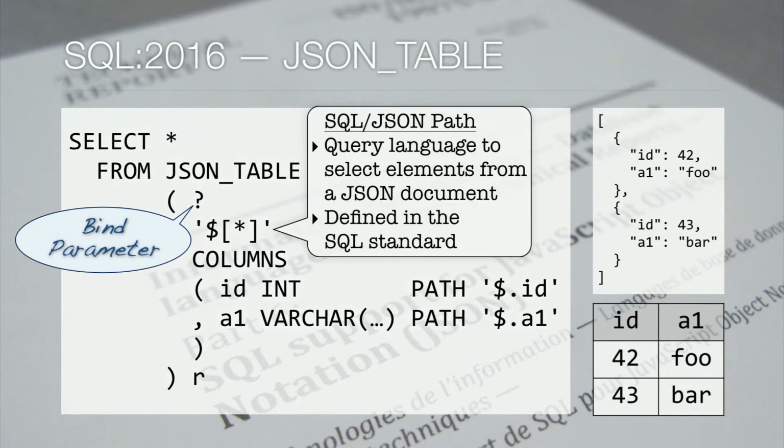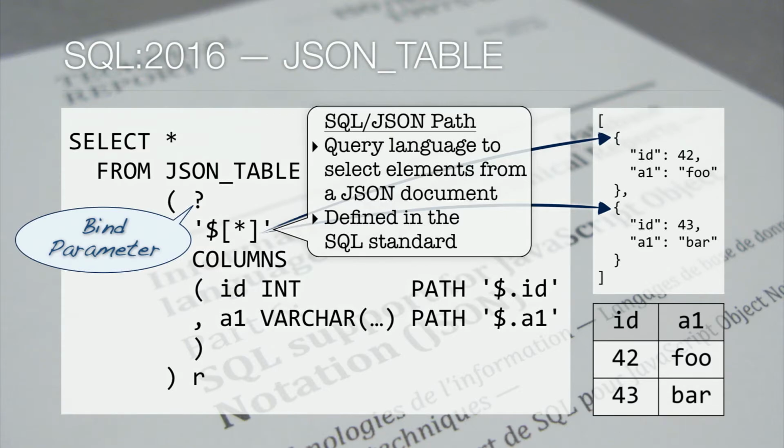And the syntax I'm using here, the $ sign is the root anchor. Then we have the square brackets for an array and the asterisk for all elements. So this JSON path expression will hit the 2 elements I have in there. And that's the reason why the JSON table function will give me 2 rows, because each of the elements this expression hits will be turned into a row.